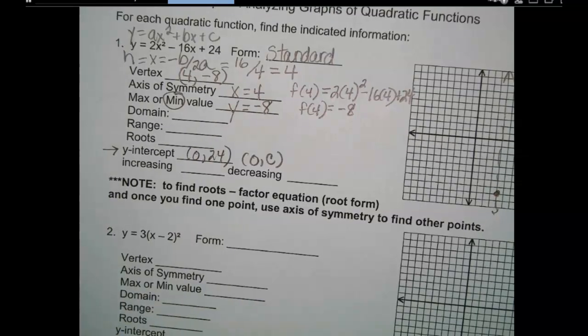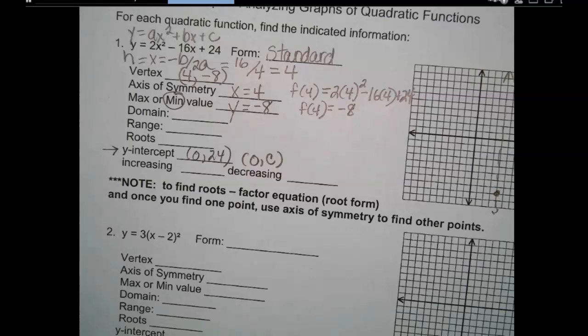Okay, so how many of you can do all of this so far from the standard? We can get the y-intercept, we can do the negative b over 2a, and we can find the y value. And that gives us the axis of symmetry and the max or min value.